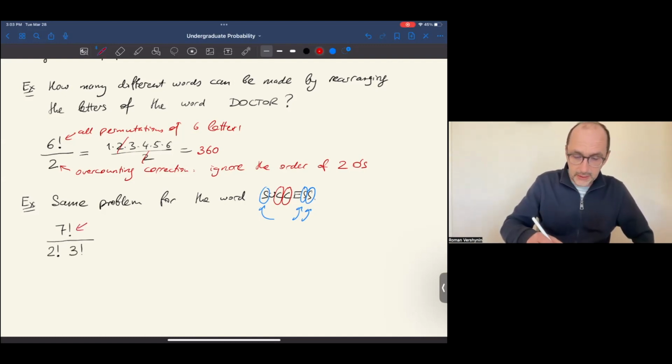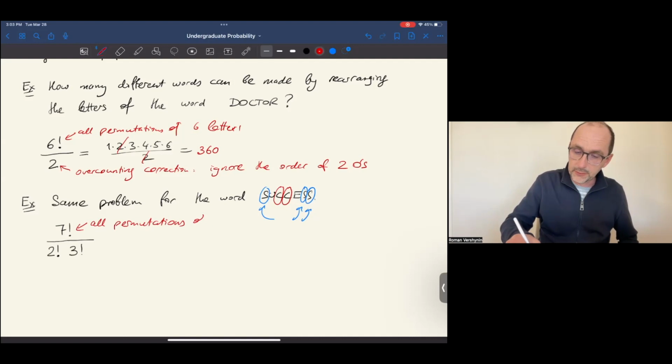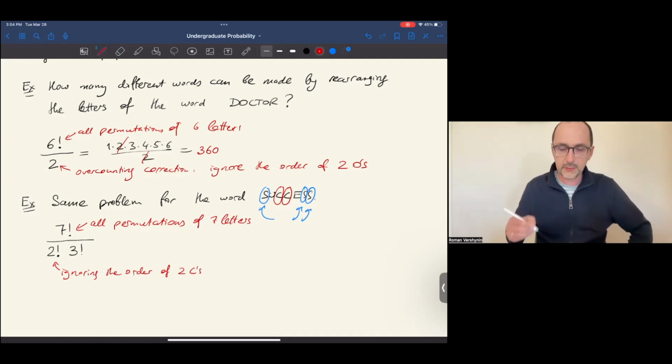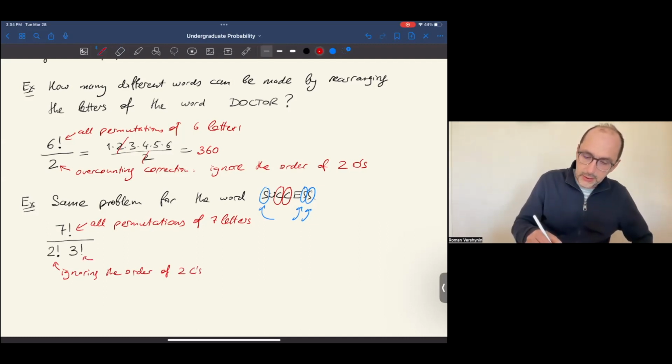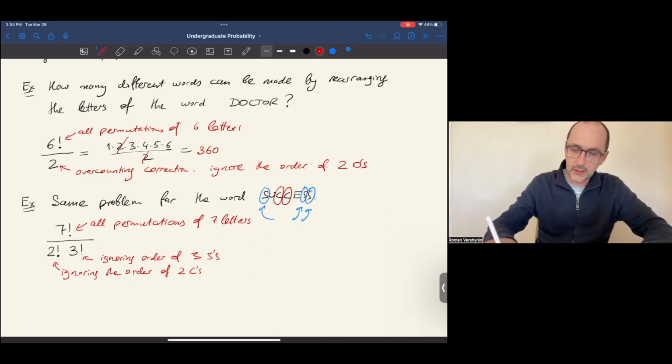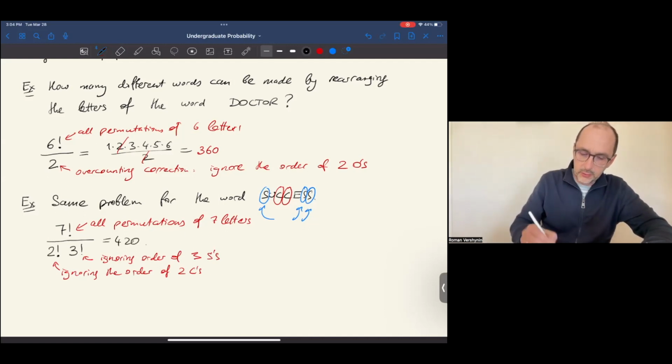3 factorial. Again, this is all permutations of 7 letters, as if all the 7 are different. And here we are ignoring the order of the 2 C's. And thus we do the overcounting correction. And here we're ignoring the order of the 3 S's. And again, we do the overcounting correction. The answer is 420.